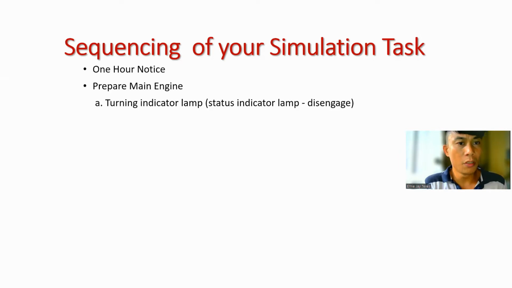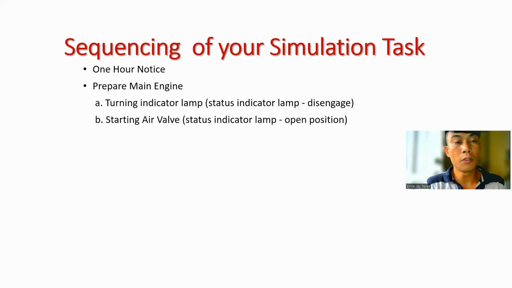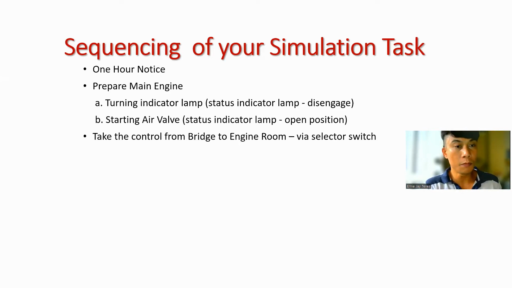That includes the turning gear indicator lamp status, indicator lamp disengaged. So you must check the engine room console to see if it is already disengaged. Then also the starting air valve, the status indicating lamp should indicate open position. Then take the control from the bridge to the engine room via selector switch. Also inform them by telephone that you're going to take control.